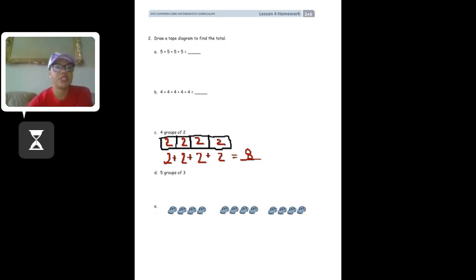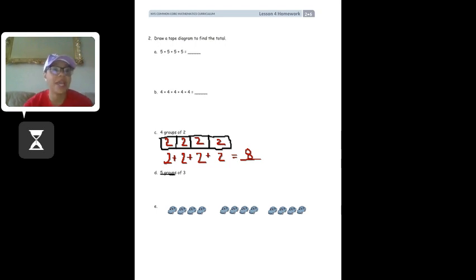Now let's move on to letter D. We're going to do the same thing as we did in letter C, except this time we have a different number of groups, a different set of squares we're going to be working with. So it says 5 groups of 5. So whenever I make my tape diagram, how many equal size groups, how many equal size squares am I going to have? 5. That's right, because the question says 5 groups. We're going to be working with 5 groups.